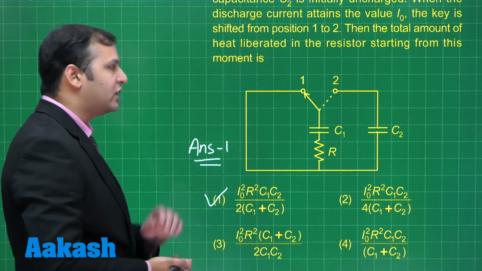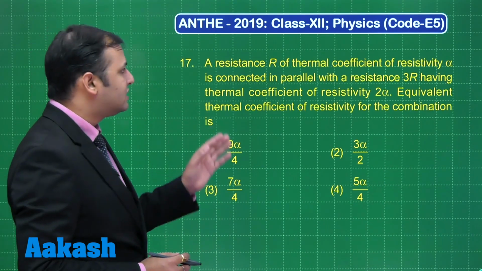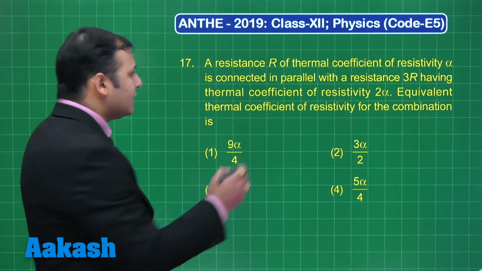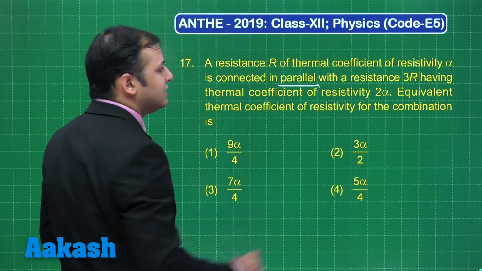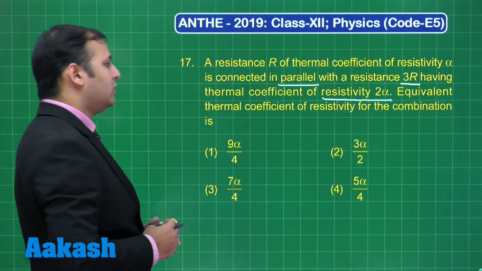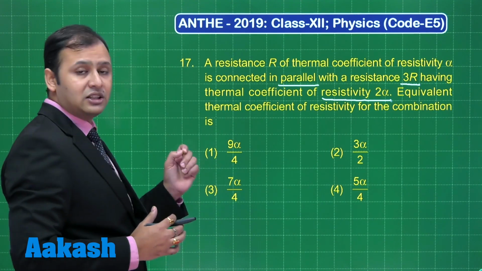Now let's move on to our next question, that is question number 17. Now the question you see here: the resistance R of a thermal coefficient of resistivity alpha is connected in parallel with resistance 3R having the thermal coefficient of resistivity 2 alpha. The equivalent thermal coefficient of resistivity for the combination is.